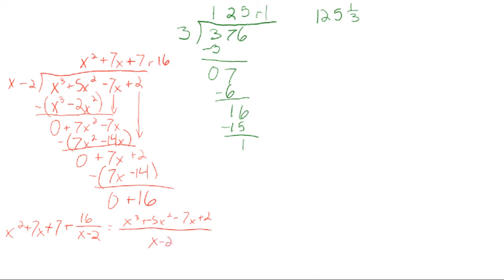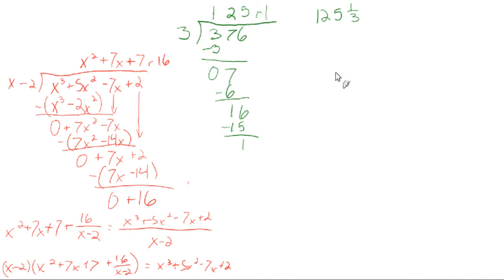All right? And another way you could look at it is if you multiply 3 by 125 and 1/3, you should get 376. And if you multiply x minus 2 by x squared plus 7x plus 7 plus 16 over x minus 2, you should get x cubed plus 5x squared minus 7x plus 2. Okay. But really the important thing here is that you see the process of long division. Let's do the same process by synthetic division. All right.